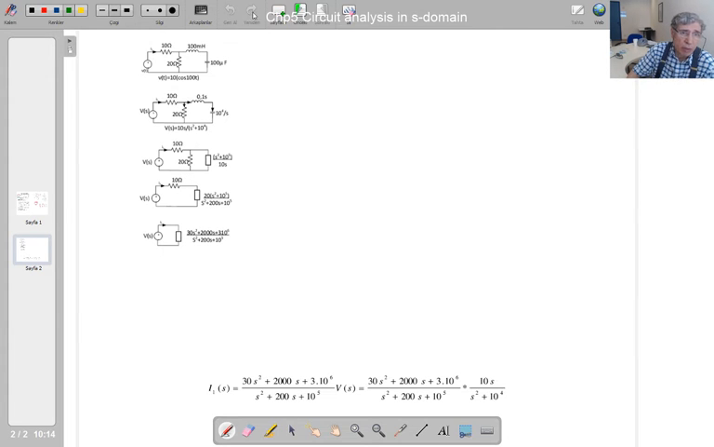So let's do it step by step. First of all, what is the impedance of this in S domain? SL. L is 100 millihenry, millihenry is 10 to the power minus 3, so 0.1 S. That's the one. Now let's come to the capacitor. Capacitor impedance is 1 over SC. What is C?